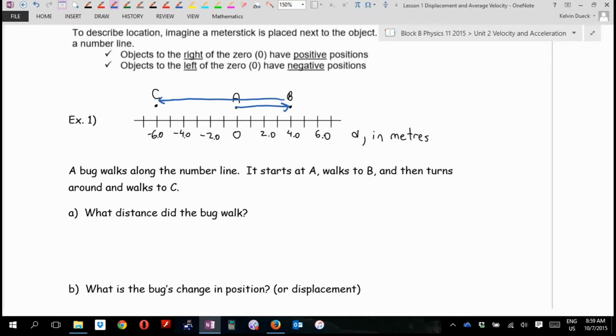Okay. Could you have done it without counting? How? 4 plus 10. Yeah. This okay? It's a distance. I didn't put a vector sign on it.